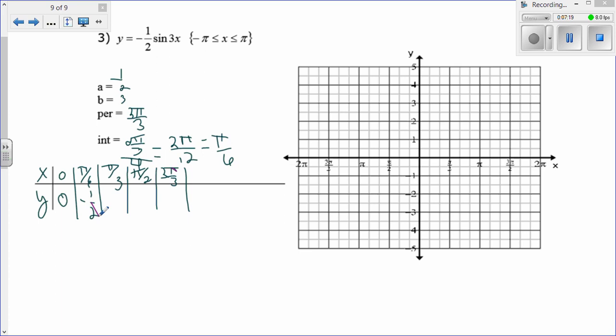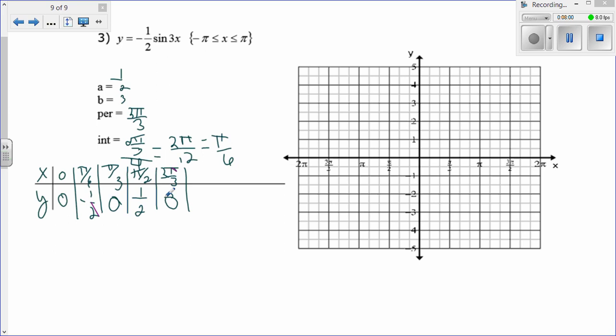Pi over 3 is 60. 3 times 60 is 180. The sine of 180 is 0. Times the negative 1/2 is 0. Pi over 2 is 90. The sine of 3 times 90, which is 270, is negative 1, times the negative 1/2 makes it a positive 1/2. 2 pi over 3 is 120 degrees, times 3 is 360. The sine of 360 is 0, times the negative 1/2 is 0.